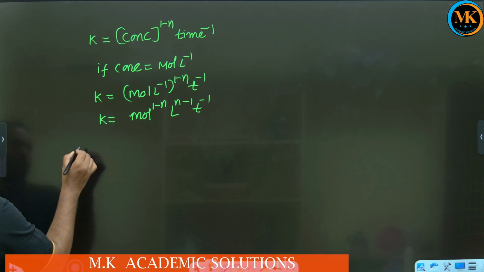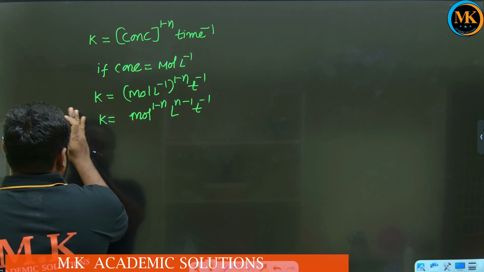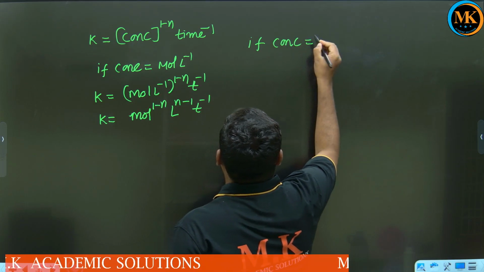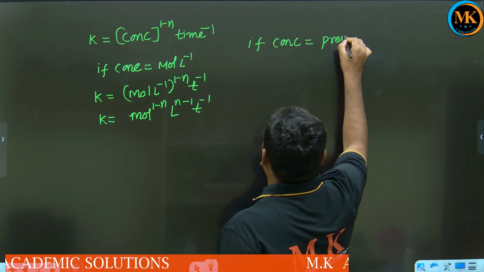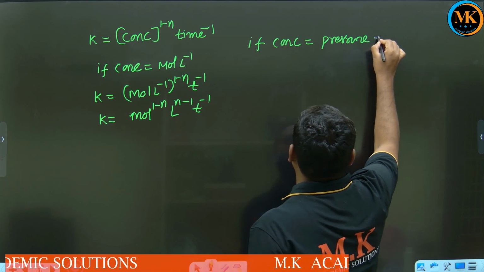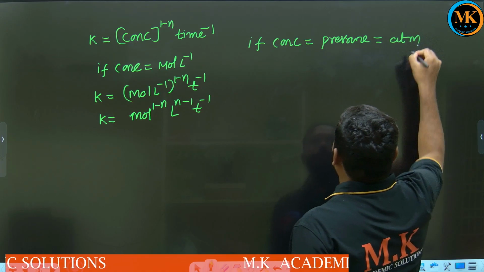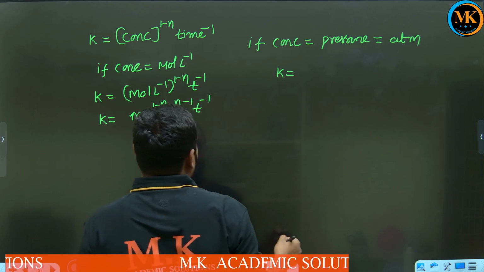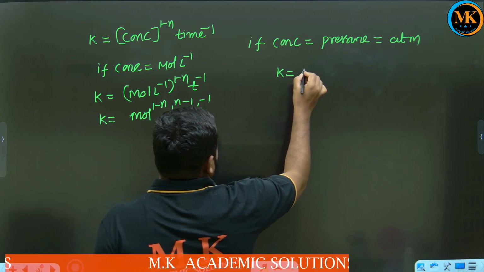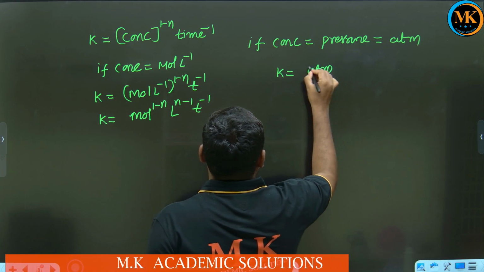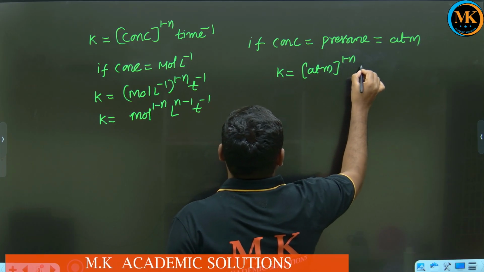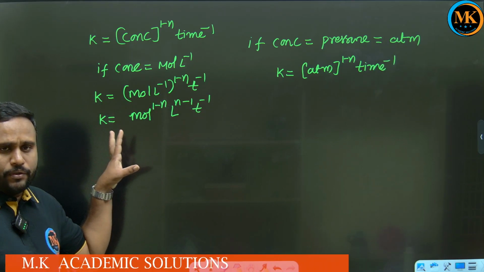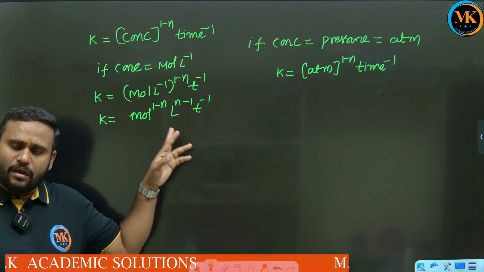And if concentration equals pressure, or partial pressure, what are the units of pressure, children? You can take atm or bar. Therefore, the units of K are atm power 1 minus n, time inverse. These are the general units of K.